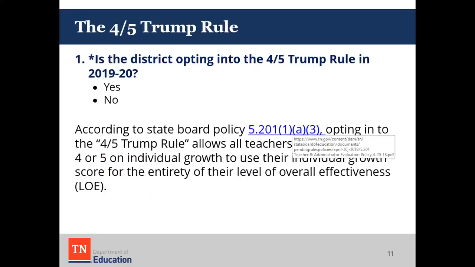So the first flexibility that I want to just share with you, and one of the most important flexibilities, is the 4-5 Trump rule. The 4-5 Trump rule is based on state statute and state board policy 5.201. Opting into the 4-5 Trump rule means that a classroom level individual TVOS score or portfolio score of a 4 or 5 would trump a lower level of overall effectiveness.